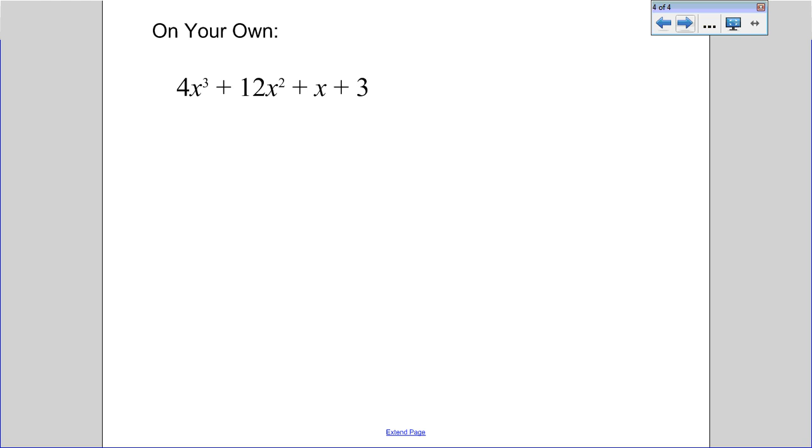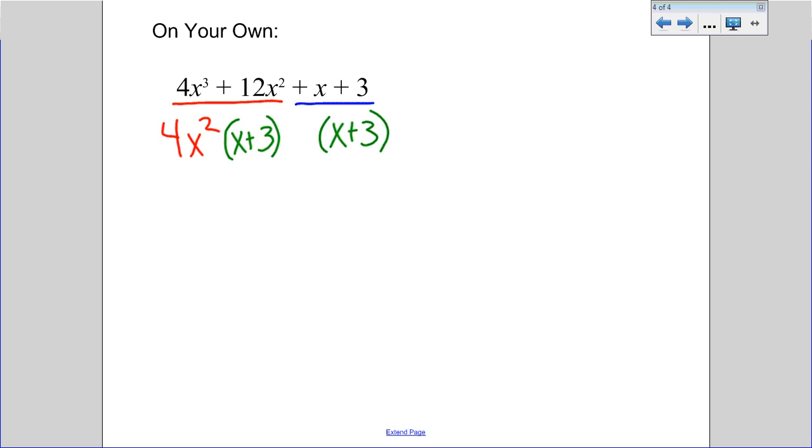All right, we'll take a look. 4x cubed plus 12x squared is 4x squared. That's going to leave me with x plus 3. I need to have x plus 3 here, and it just so happens that I have x plus 3 here, but I still have to have a greatest common factor. You have to use greatest common factors twice, ladies and gentlemen. You have to do that.